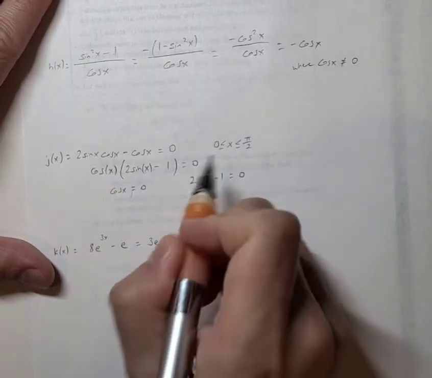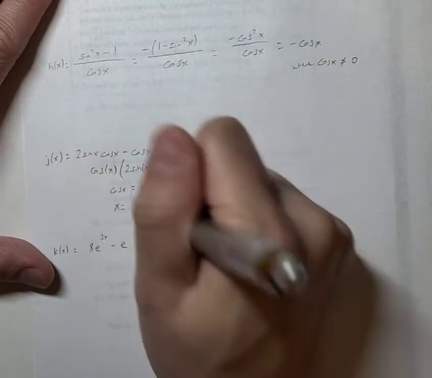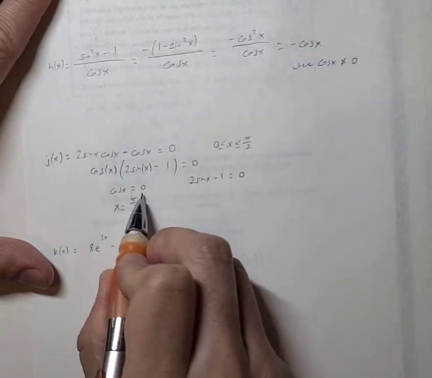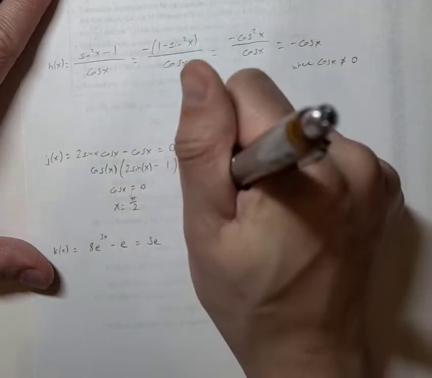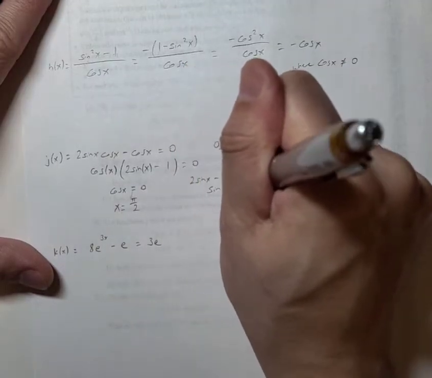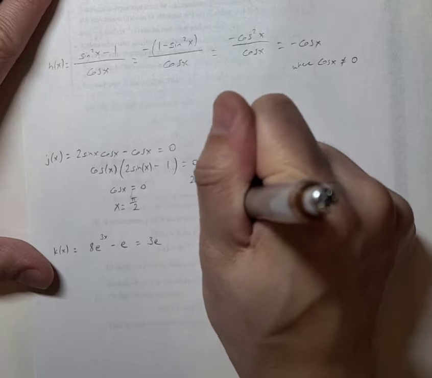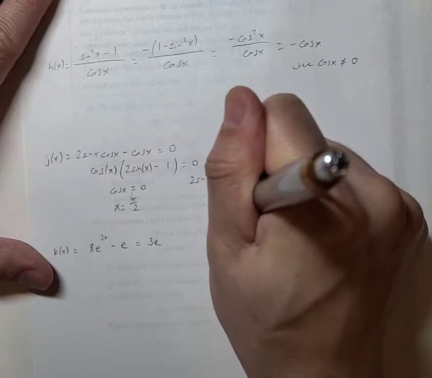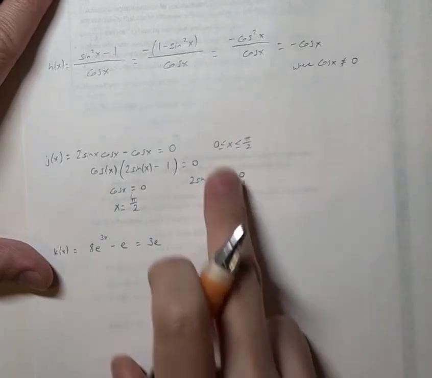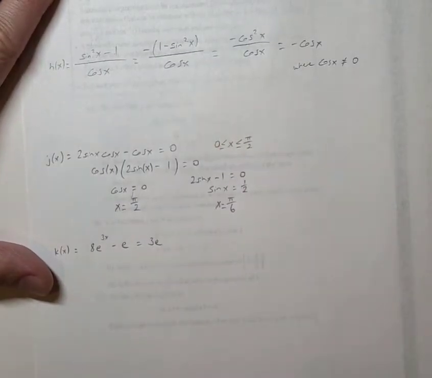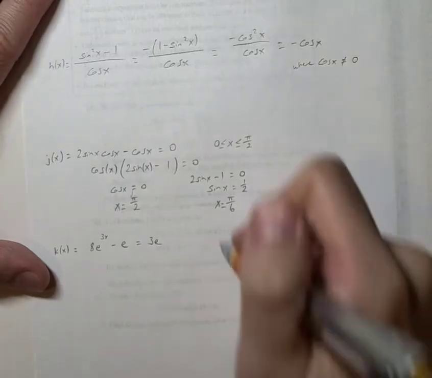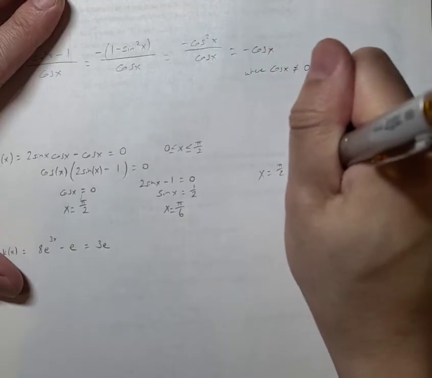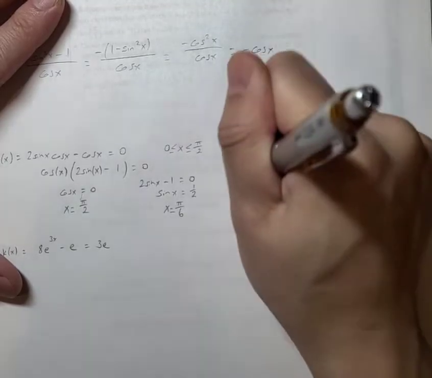So this one, within this interval, x is equal to pi over 2, right? Cosine of pi over 2 is 0 within this interval. This one, we can even write as sine x equal to half. So x is equal to what? Where is sine equal to half? That's when x is pi over 6, within this interval. So the answer is x is pi over 2, or x is pi over 6.